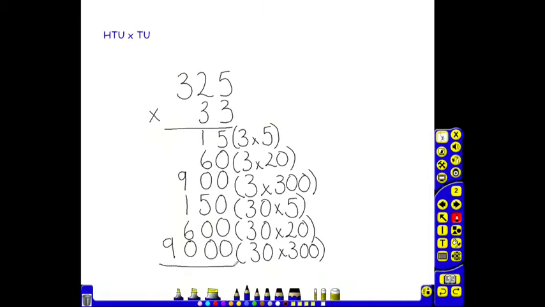I then need to find the final total by adding up what's in the columns. So in the units we have 5, in the tens we have 12, so I need to carry the 1. In the hundreds we have 16 plus the 1 that I've carried gives us 17, so I leave the 7 in the hundreds and carry the 1. And then in the thousands we have 10,000, so that gives us an answer of 10,725.